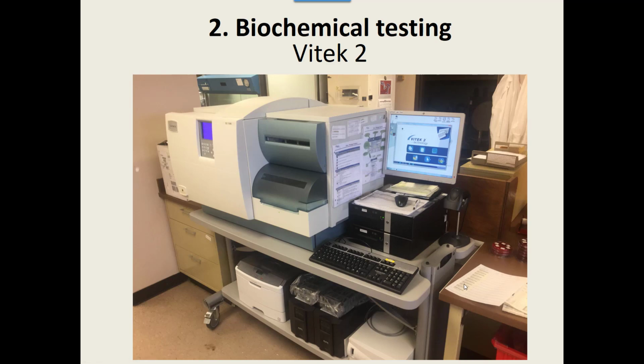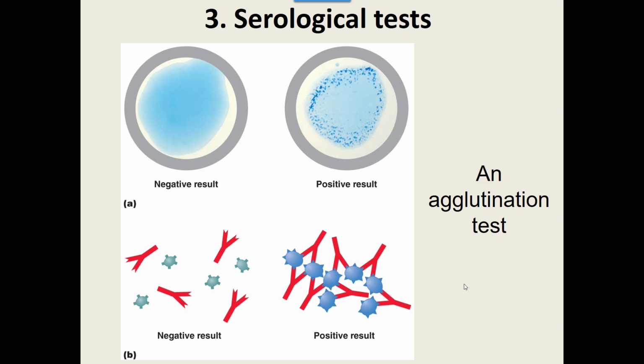A third way we can help ID and classify organisms are serological tests. Now, the reason why we call it serological, the sero comes from serum. Now, serum is blood plasma without the clotting factors. Really, what we're looking for in a plasma type substance is the fact that there are antibodies in there.